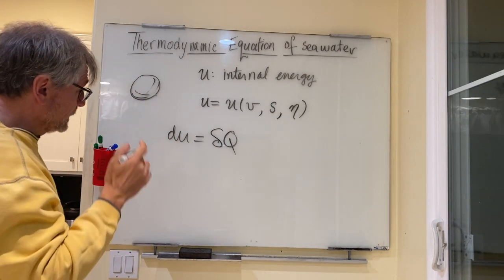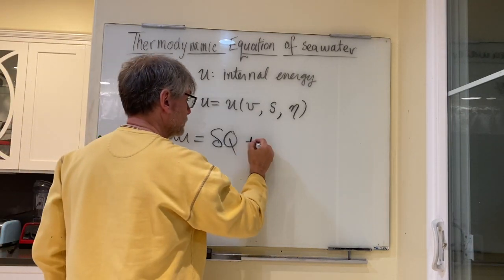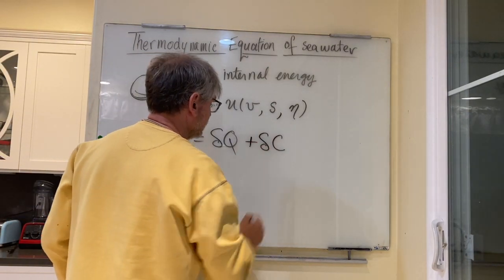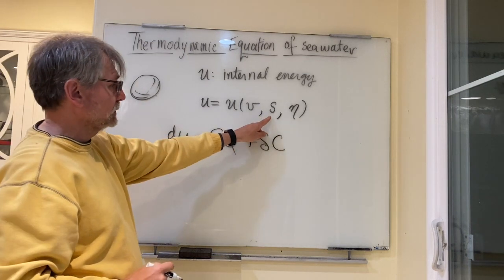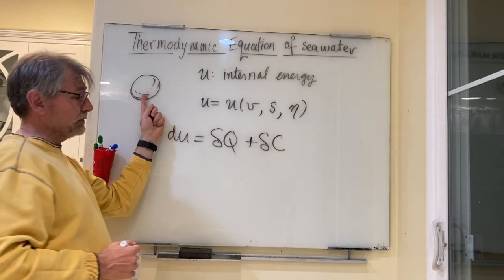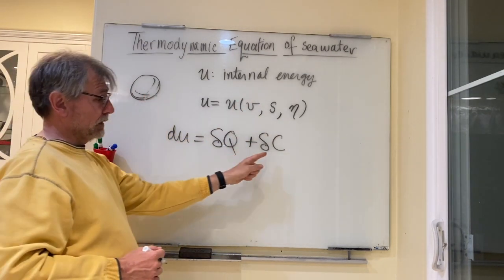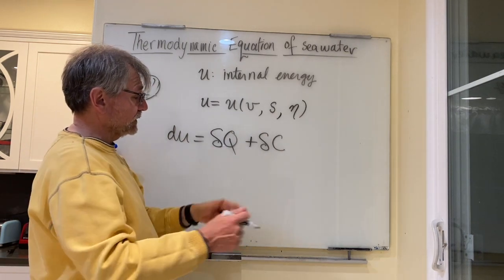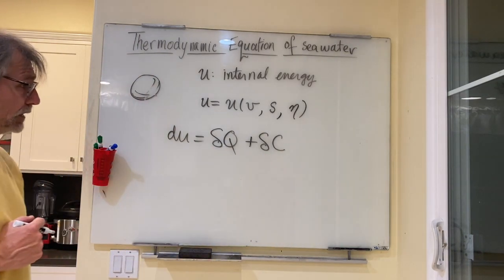Another possibility is we can change the chemical composition of the fluid parcel. If we change the amount of salt, then the amount of internal energy might change because of the changed internal composition, or the types of salts we have inside, so we can change the composition.